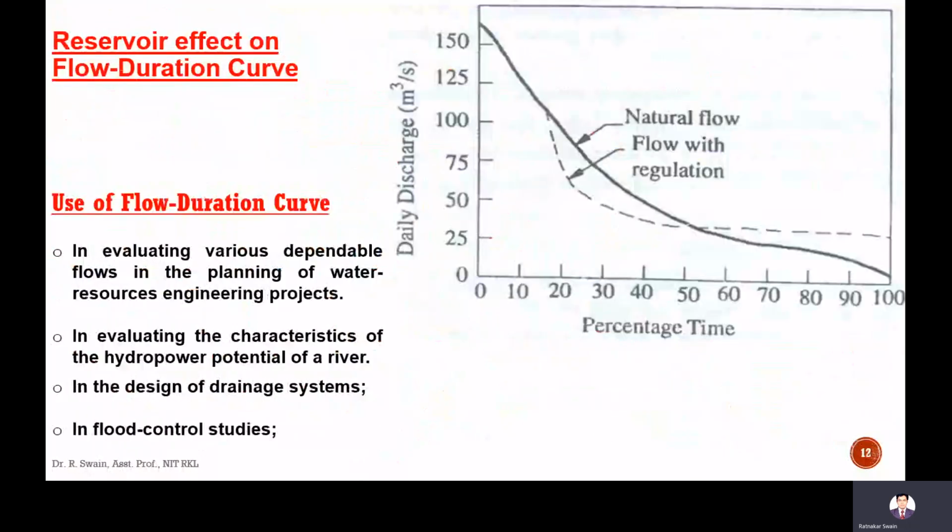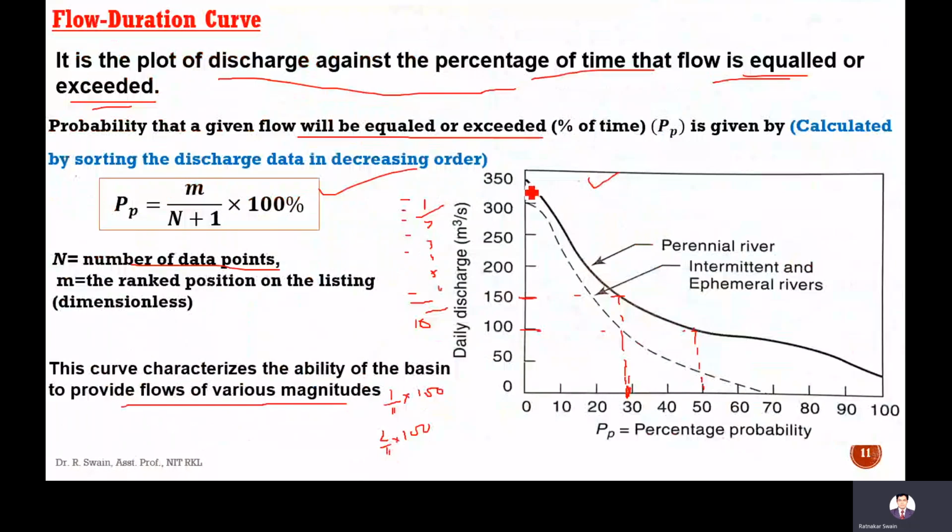Let's see the reservoir effect on the flow duration. Here I just forgot the perennial stream. In the perennial stream, you can see the flow will be at 100%, which means throughout the year you will get some water. At 100% exceedance, the minimum is, say, 40 meter cube per second. That means 100% of the time the water is 40 or more than 40 meter cube per second. Throughout that period, some water is always there in the river.